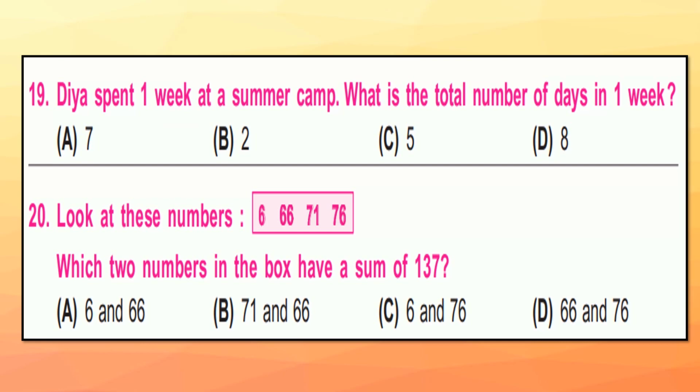Question number 19. Dia spent 1 week at a summer camp. What is the total number of days in 1 week? The total number of days in 1 week is 7. So the correct answer is option A.